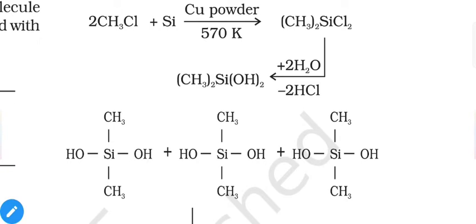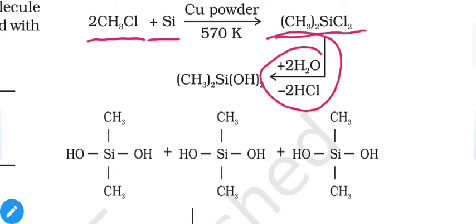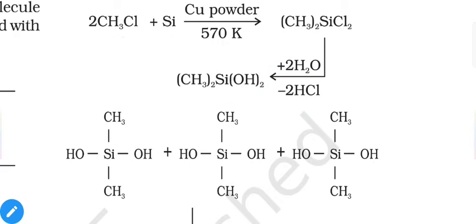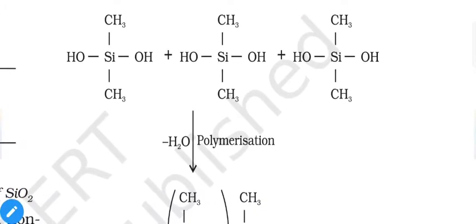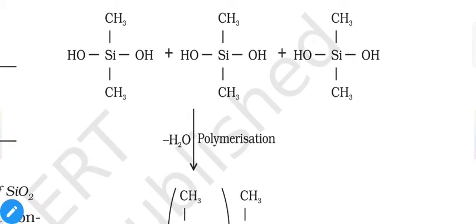So the whole reaction is mentioned with methyl chloride and silicon. We can produce (CH3)2SiCl2. On hydrolysis, it produces (CH3)2Si(OH)2. And on condensation polymerization, H2O molecules will be removed and two different monomers will combine with each other. That means one of the molecules will release the whole OH and the second molecule will release H. So you will get H2O removed from the molecule.